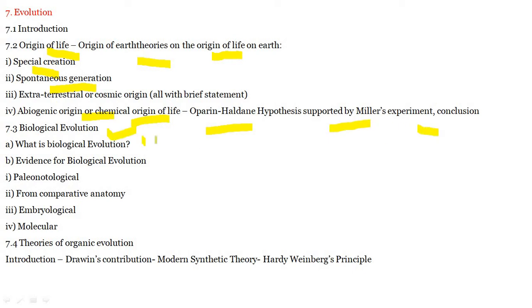Biological evolution. What is biological evolution? Evidence for biological evolution: paleontological, comparative anatomy, embryological, molecular. Theories of organic evolution. The introduction about Darwin's contribution, the modern synthetic theory and the Hardy-Weinberg principle.